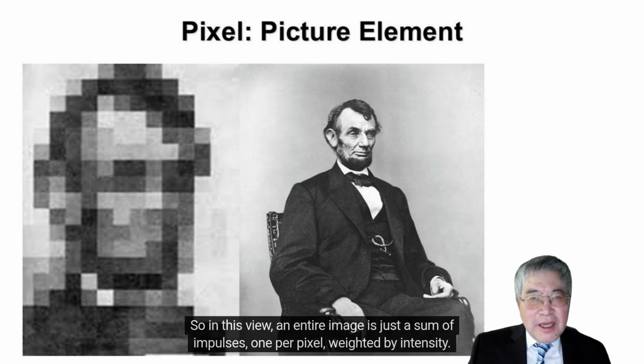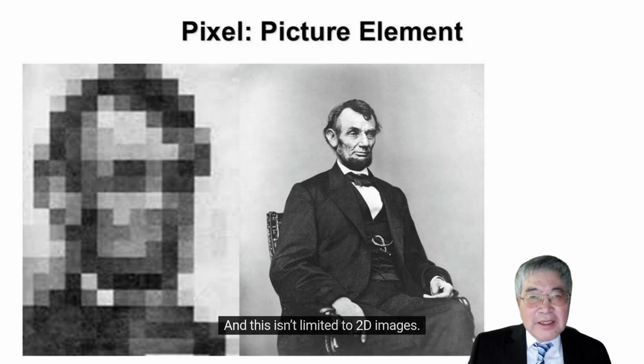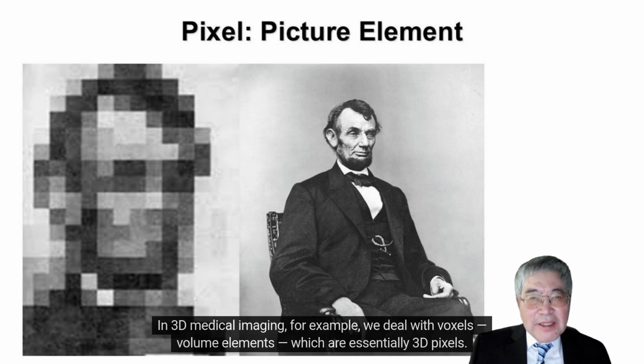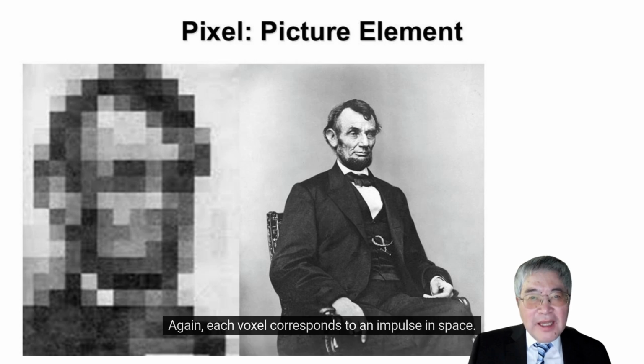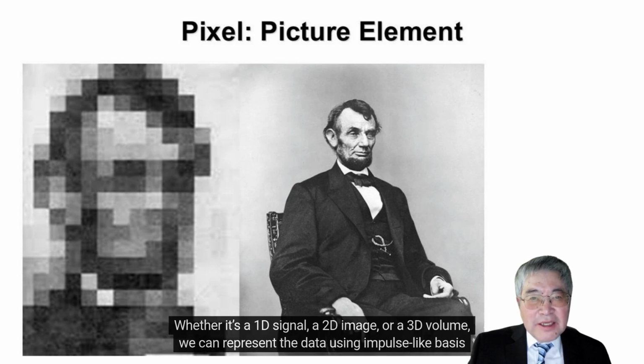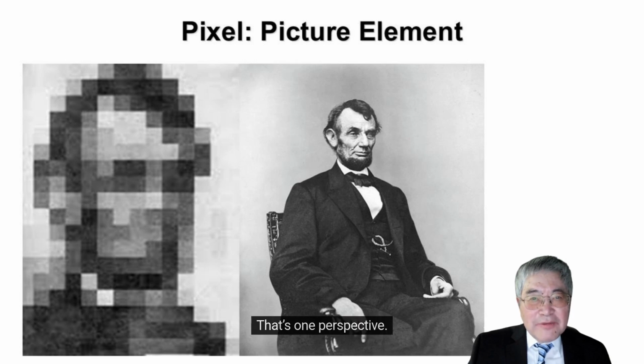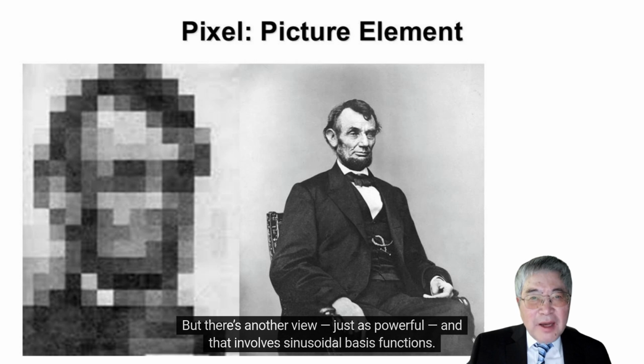So in this view, an entire image is just a sum of impulses, one per pixel, weighted by intensity. And this isn't limited to 2D images. In 3D medical imaging, for example, we deal with voxels, volume elements, which are essentially 3D pixels. Again, each voxel corresponds to an impulse in space. Whether it's a 1D signal, a 2D image, or a 3D volume, we can represent the data using impulse-like basis functions. That's one perspective. But there's another view, just as powerful, and that involves sinusoidal basis functions.